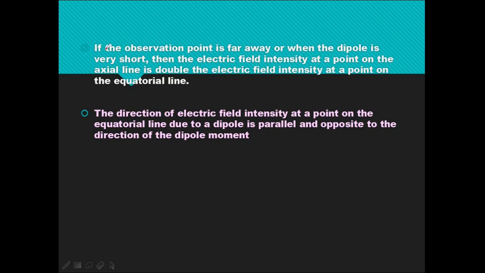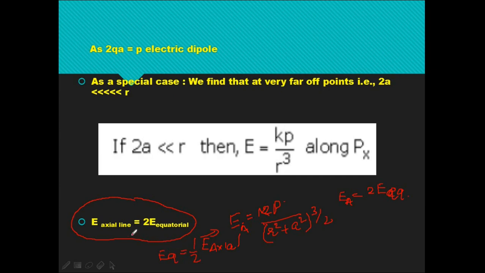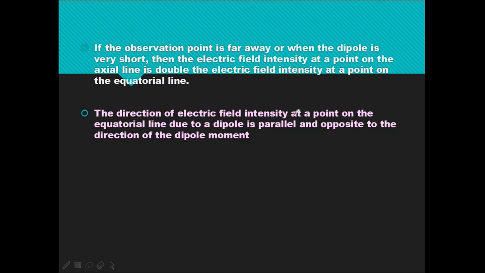Here we know the observing point is very far away and the dipole is very short. Now we find the result, E axial line is equal to 2 times the equatorial line. Now the direction of the electric field intensity at a point on the equatorial line due to a dipole is parallel and opposite to the direction of the dipole moment, means the direction of the dipole moment.